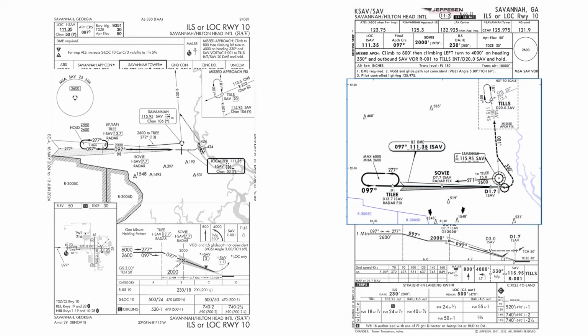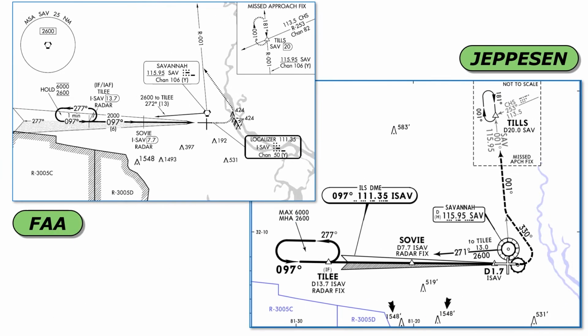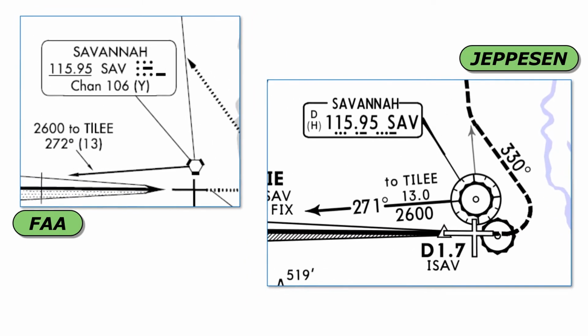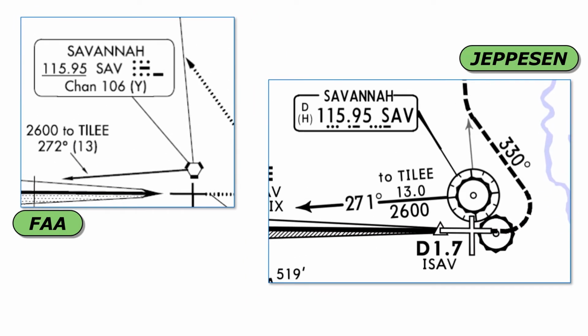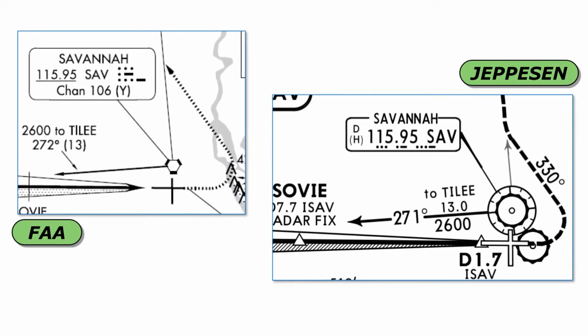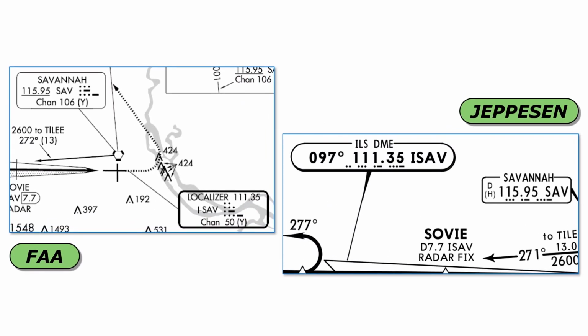Next, let's have a look at the plan view and see what's different there. First of all, Jeppesen depicts nav aids a little differently. Here's the Savannah VOR, which is used in the missed approach procedure. Notice the difference between the hexagon the FAA uses and the compass rose in the Jeppesen plate. Also, the primary nav aid used for lateral guidance, in this case the localizer, is shown a bit differently by Jeppesen. This helps distinguish the localizer from other nav aids like that VOR. On the FAA chart, the only distinction is a bolder line around the localizer info box.